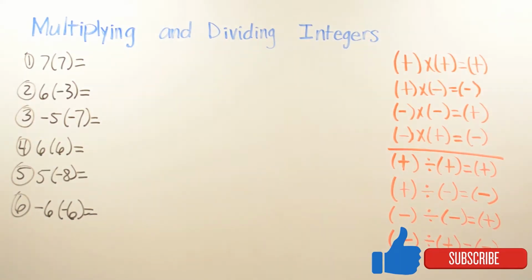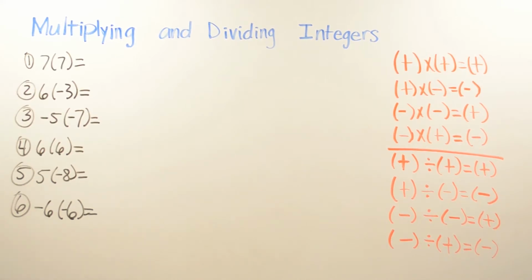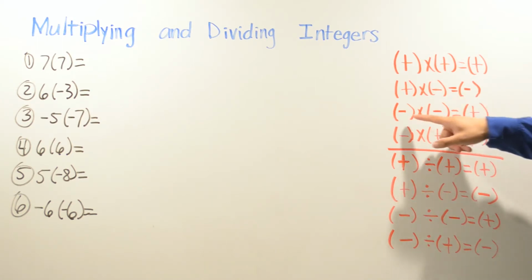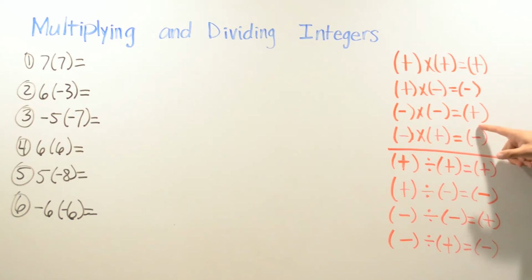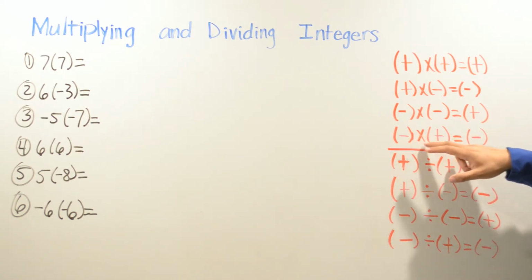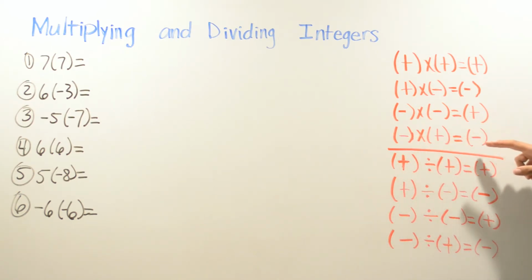In today's video, we're going to be talking about multiplying and dividing integers. On the right hand side, like always, I left a little hint for you guys on how to solve multiplying and dividing integers. Okay, we go on the first one. We have a positive times a positive equals a positive. Then we have a positive times a negative equals a negative. Then we have a negative times a negative equals a positive. And then we have a negative times a positive, which is our answer is going to give us a negative.